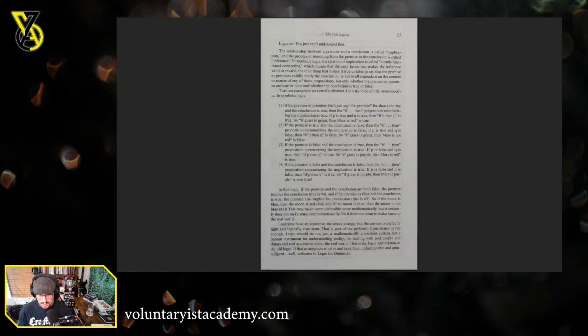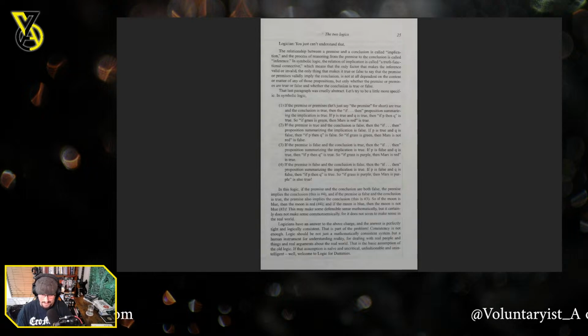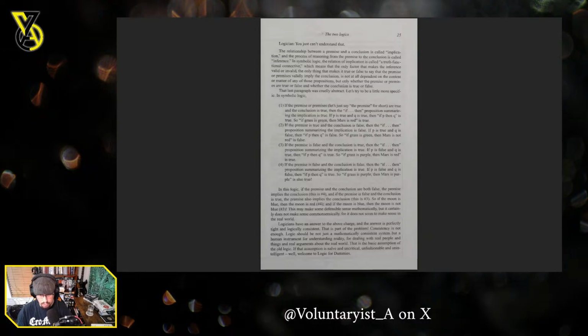All right. But it certainly does not make sense commonsensically, for it does not seem to make sense in the real world. Logicians have an answer to the above charge. The answer is perfectly tight and logically consistent. This is part of the problem. Consistency is not enough. Logic should be not just a mathematically consistent system, but a human instrument for understanding reality, for dealing with real people and things and real arguments about the real world.